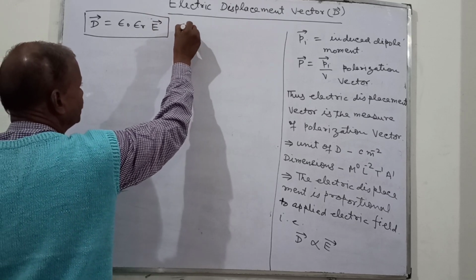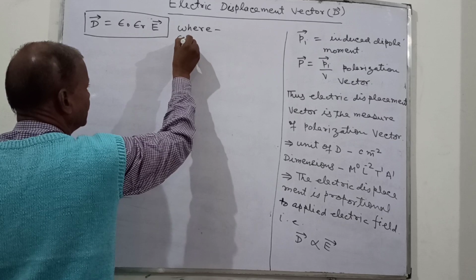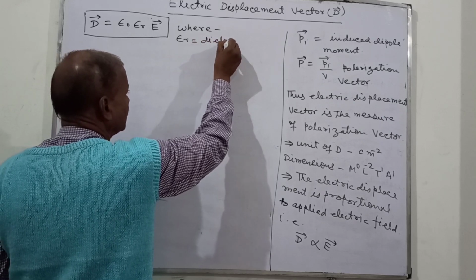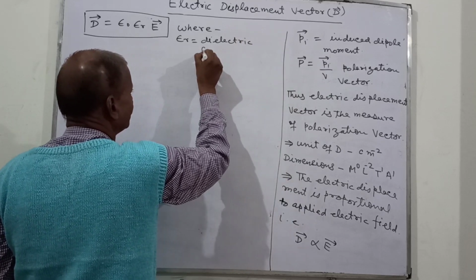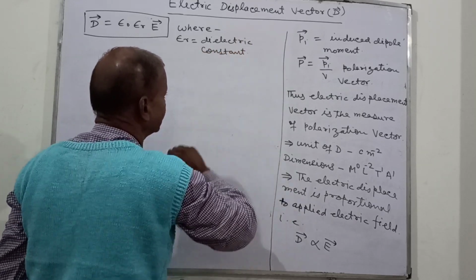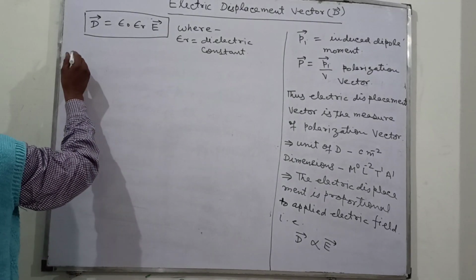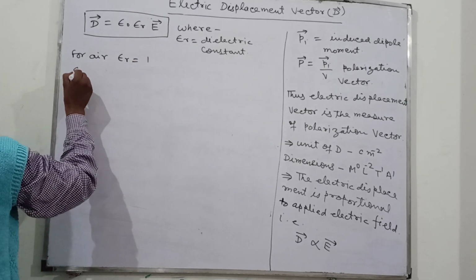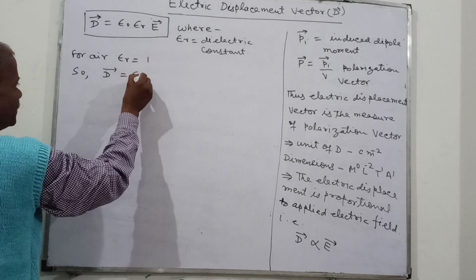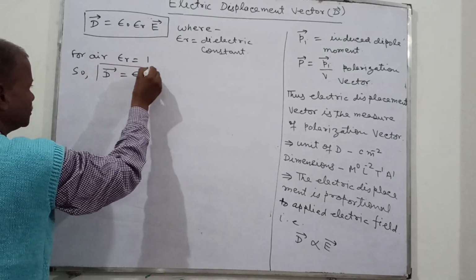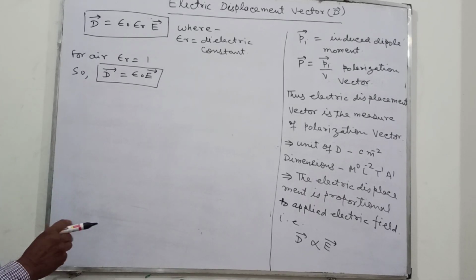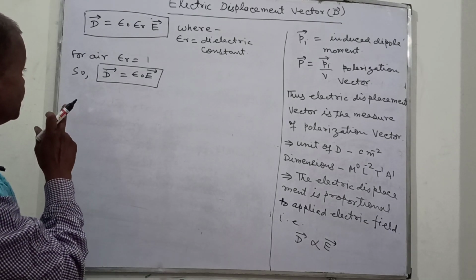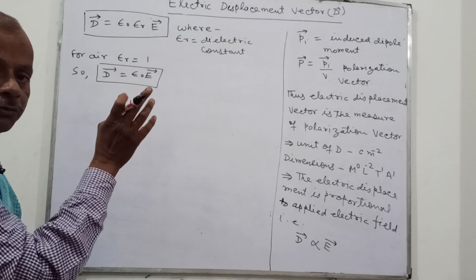Where epsilon R is the dielectric constant, and you will see from here that for air epsilon R is equal to 1. So this D is equal to epsilon naught E. And since for dielectric epsilon R is greater than 1, this D exists there. So in that case, this D will have the relation epsilon naught epsilon R into E.